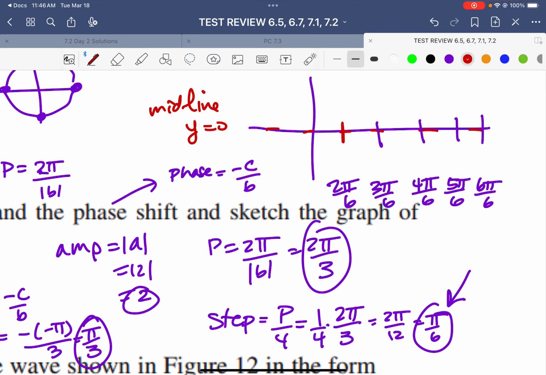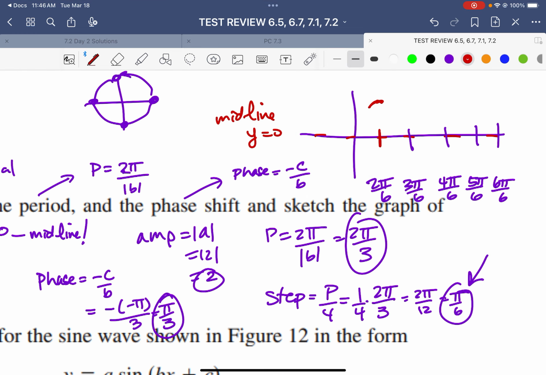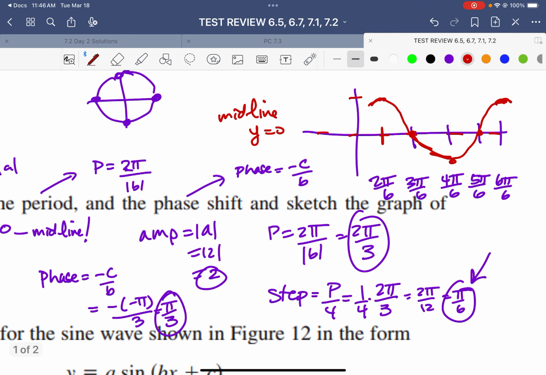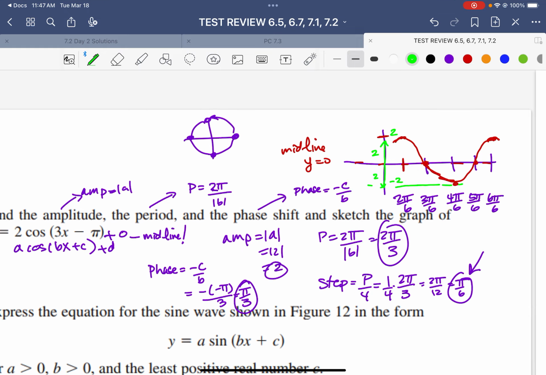So now when I'm ready to draw my graph, I know that cosine starts at a peak, goes to a midline, goes to a valley, a midline, and then a peak. So it's going to look something like this, where since the amplitude is 2, that means the distance from a midline to a peak is 2. So that means it goes down to negative 2 and up to positive 2. So that's what my function would look like.